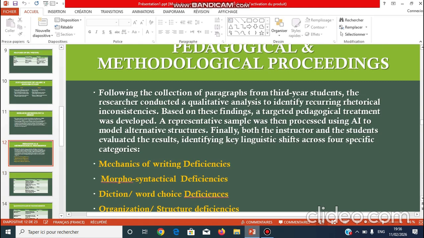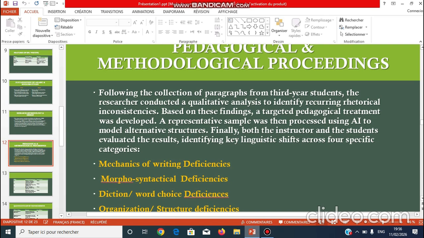Pedagogical and methodological proceedings. Following the collection of paragraphs from third year students, the researcher conducted a qualitative analysis to identify recurrent rhetorical inconsistencies. Based on these findings, a targeted pedagogical treatment was developed. A representative sample was then processed using AI to model alternative structures.